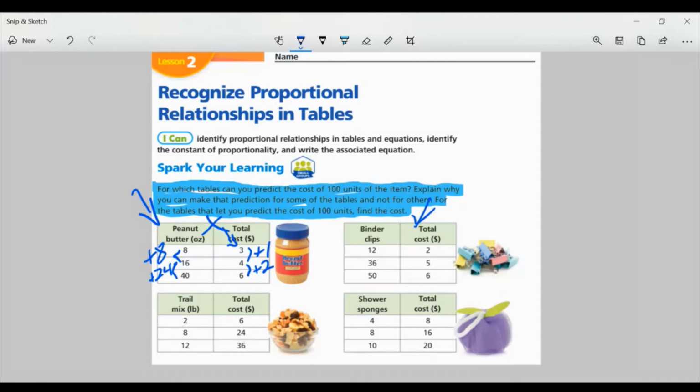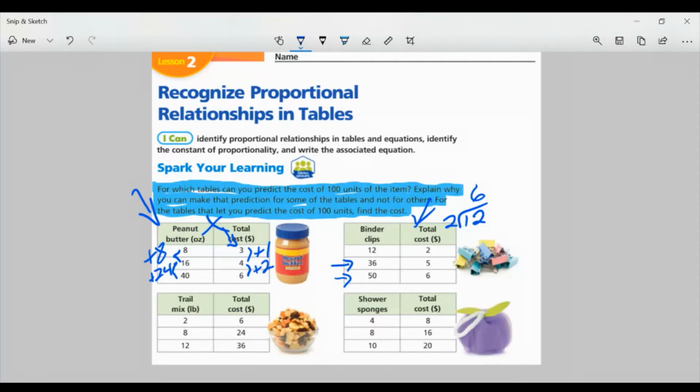12 binder clips for $2. If I divide 12 by 2, that would give me 6, which means it's 6 binder clips per dollar. However, if I look at this row here, if that was the case for $5, I should get 30 binder clips because 5 times 6. However, for $5, it's 36 clips. And when I look at the price of $6, it's for 50 clips, which is almost 9 clips a dollar, right? Because 54 clips would make it 9 per dollar.